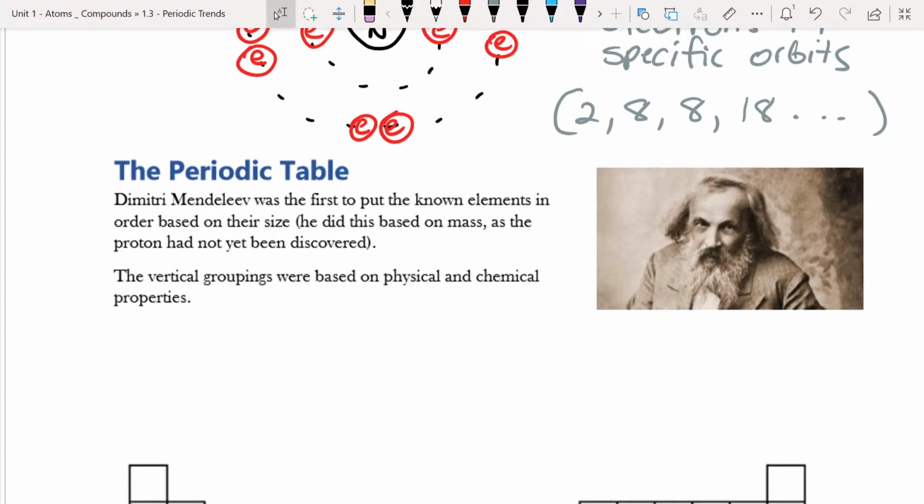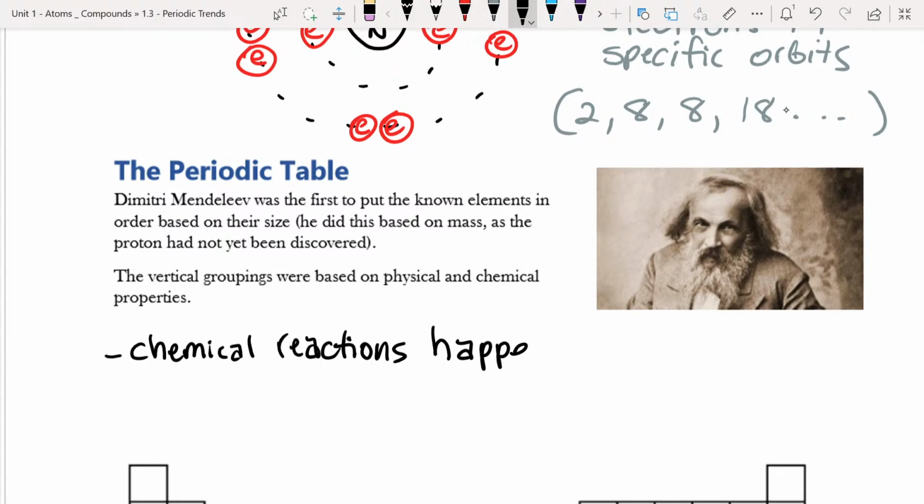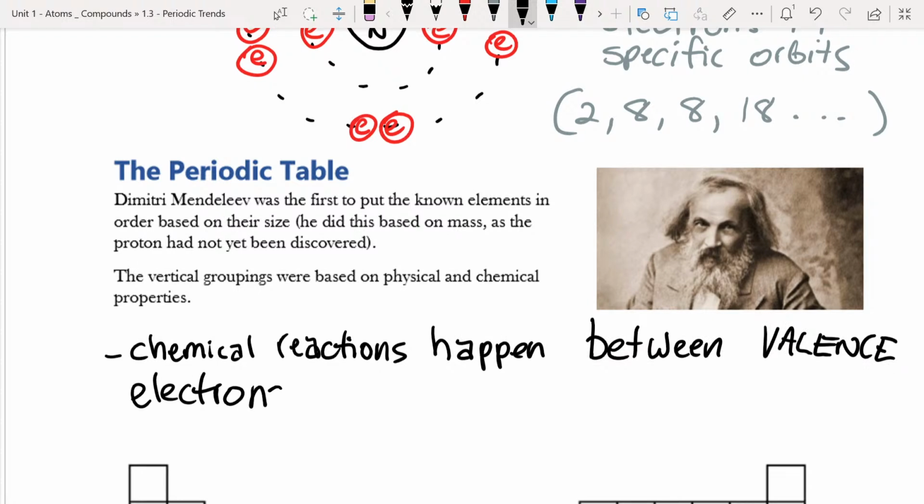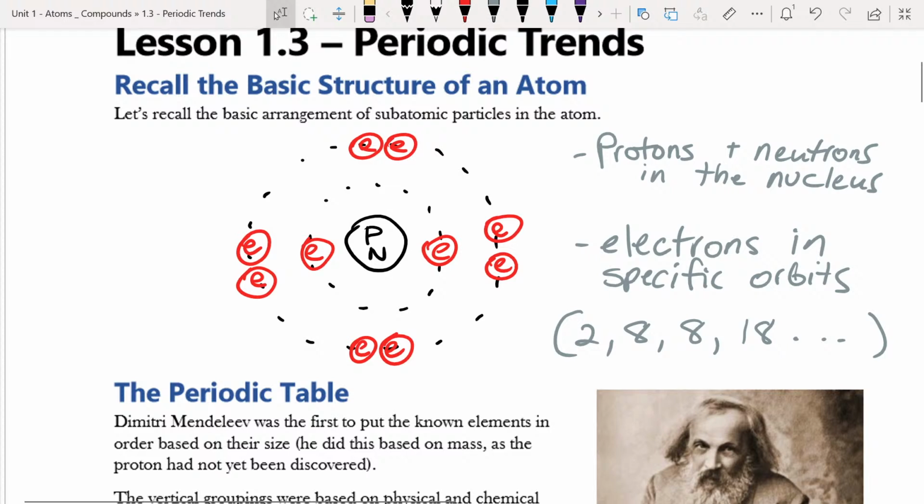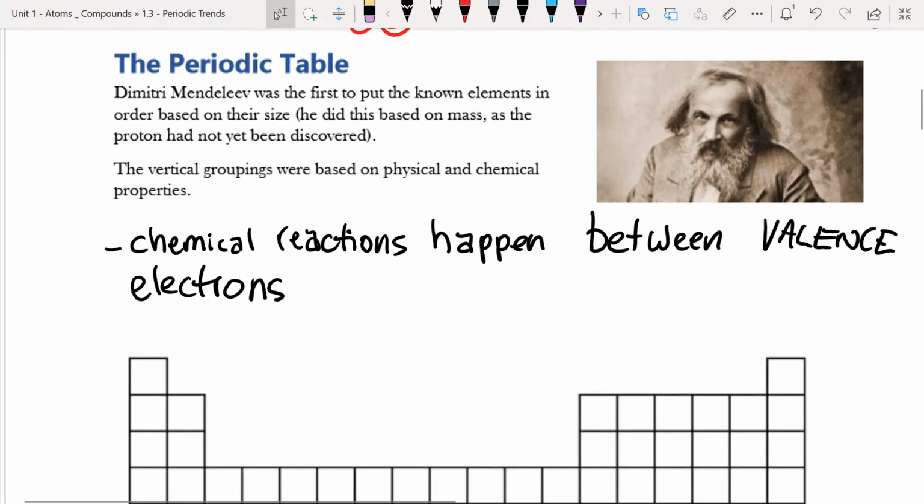So here's where we go with this. Chemical reactions happen between valence electrons. And there's a word we're going to talk about. What's the valence of an atom? Because that's a language we're going to use a lot. We're going to say the valence shell, or sometimes just the valence, or valence electrons. What's that word mean? You just told me, when I bump into this, what electrons am I going to interact with? Yeah, beautiful. The ones in the outer shell.